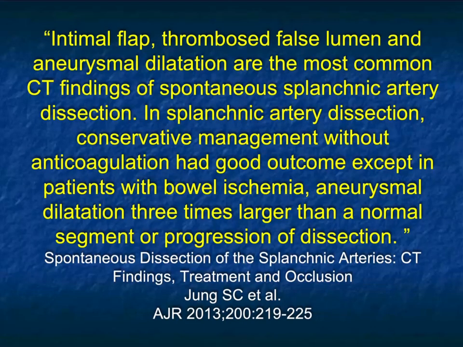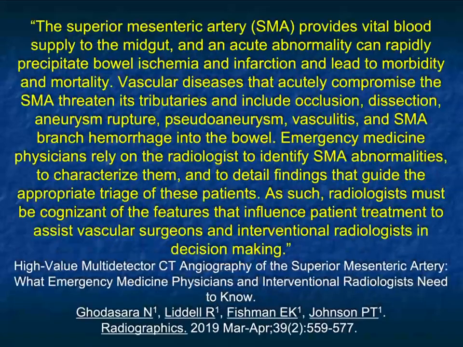In this article by Jung talking about splenic artery spontaneous dissections, intimal flap, thrombosed false lumen, and aneurysmal dilatation are the most common CT findings. Just a very, very nice example. And this article by Godesera makes the point about the importance of CT angiography in looking at the SMA because it may be the reason the patient presented to the ER.